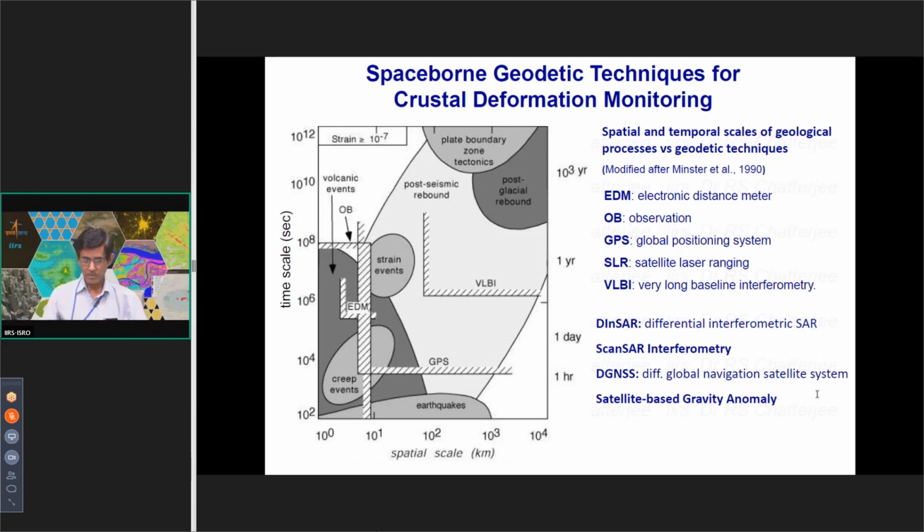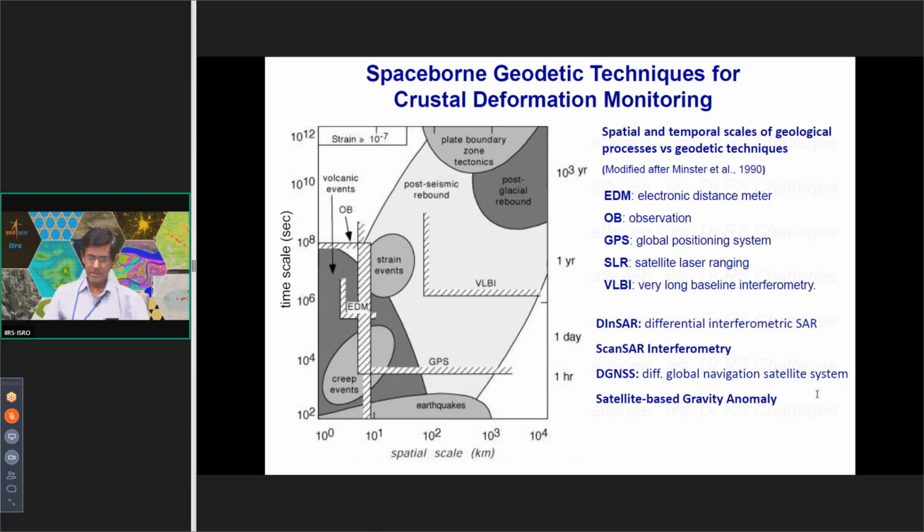So ScanSAR interferometry is useful, and different kinds of ScanSAR interferometry are available now. Some recent developments have occurred on ScanSAR interferometry, some better techniques. Those techniques related to ScanSAR interferometry are now used for measuring this crustal deformation, where the deformation is taking place at a very slow rate and over a very large areal extent.